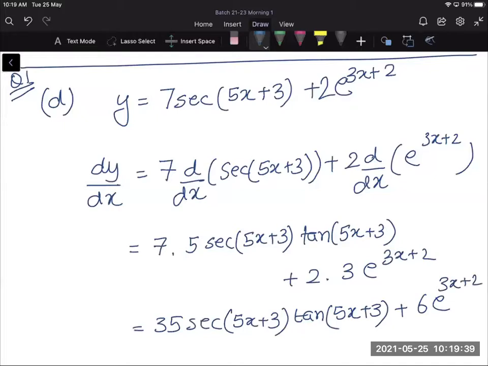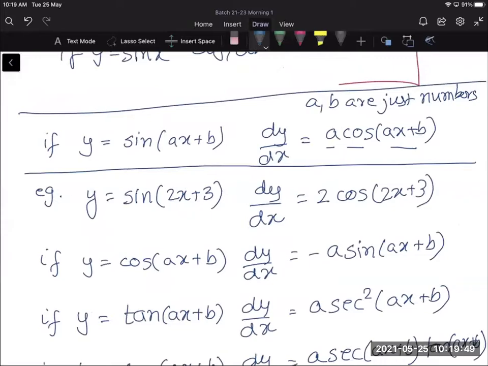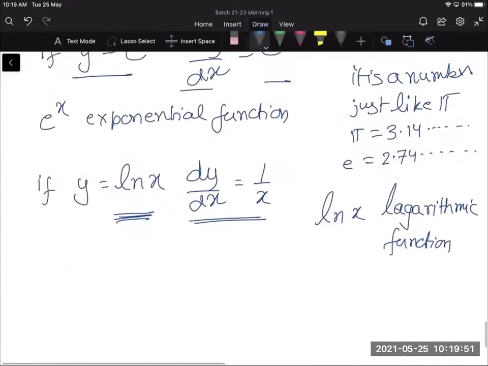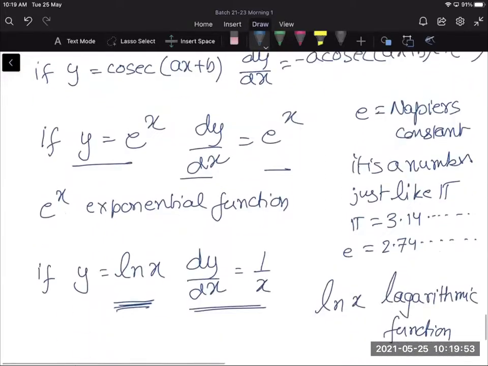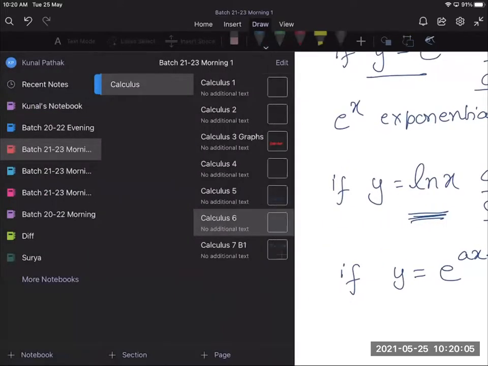Okay, compare your answer. Y is equal to e raised to power ax plus b, sorry, let me write it here.